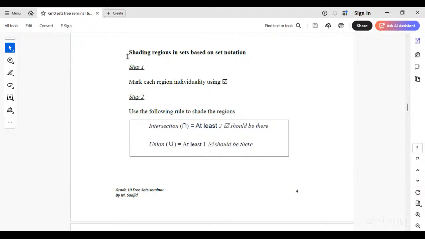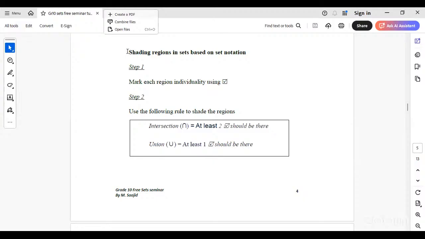Next one. Shading regions in sets based on set notation. This is an important part that we have to see. We have to shade regions based on a set notation, which we are going to do today. This is the most important part. Please listen, because this is the one where most of you get it wrong.